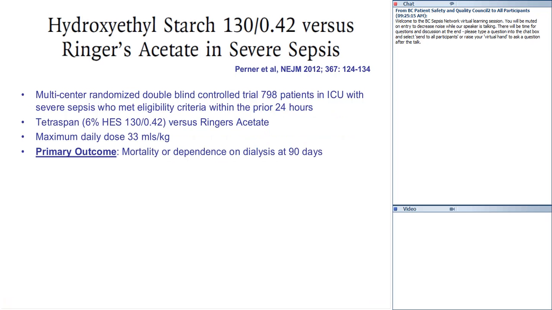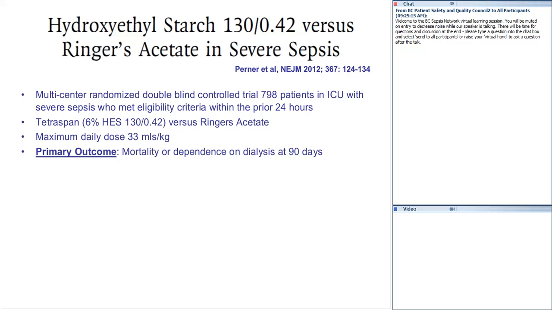But none of these data were deemed to be confirmatory, and they also did not employ the use of our newest hydroxyethyl starch, more of the Voluven, the smaller one. And so Anders Perner and colleagues in Scandinavia conducted this trial and published it in the New England Journal of Medicine last year. So it was a multi-center randomized double-blind trial in 798 patients in the ICU who had the diagnosis of severe sepsis and who met that eligibility criteria within the previous 24 hours.